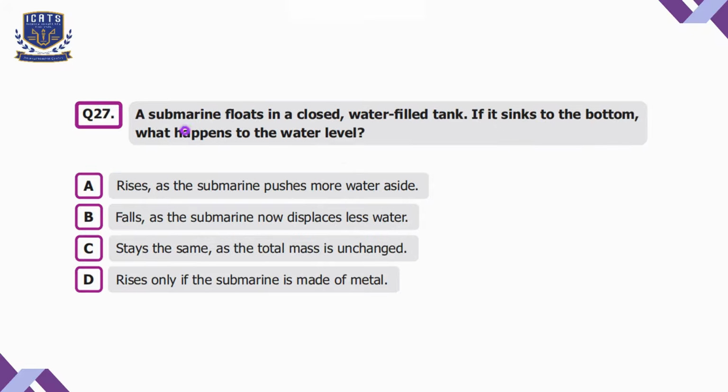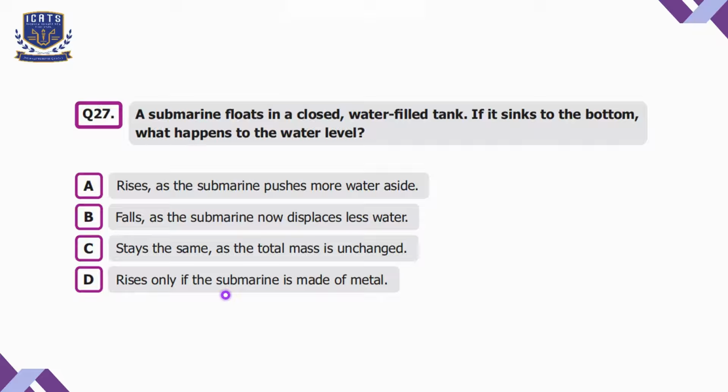Question number 27. A submarine floats in a closed water-filled tank. If it sinks to the bottom, what happens to the water level? Option A, it rises as the submarine pushes more water aside. Option B, falls as the submarine now displaces less water. Option C, stays the same as the total mass is unchanged. And option D is rises only if the submarine is made of metal.